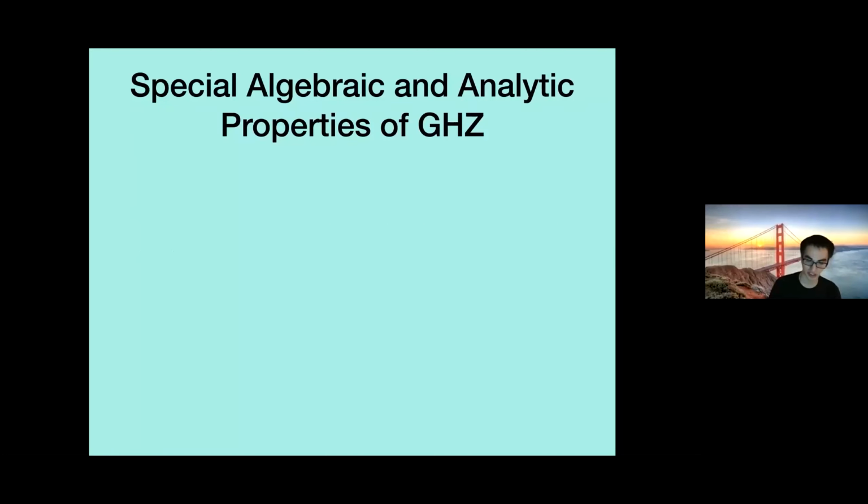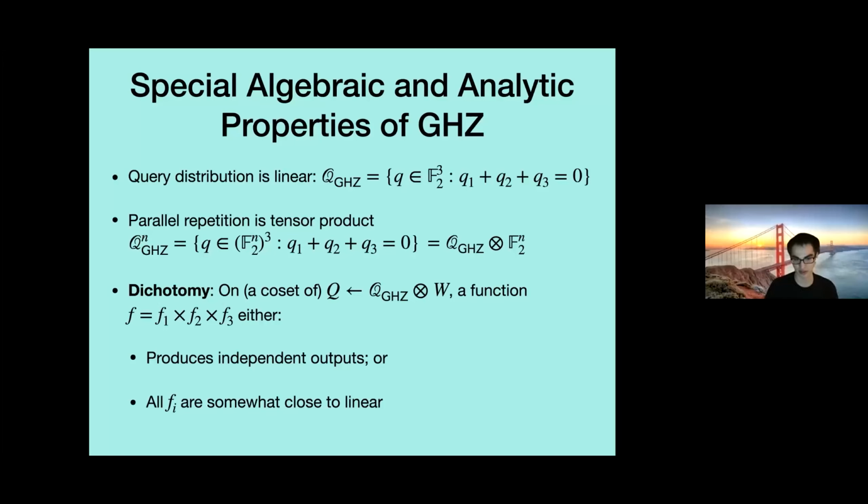But we actually use the fact that for the GHZ distribution, or for the parallel repeated distribution, or actually anything in between, if you have any strategy, where a strategy means something for player 1 to do, something for player 2 to do, and something for player 3 to do, like a product function, any strategy will either produce independent outputs when you sample its input uniformly at random from this tensor, or each player's strategy has to be somewhat close to linear.